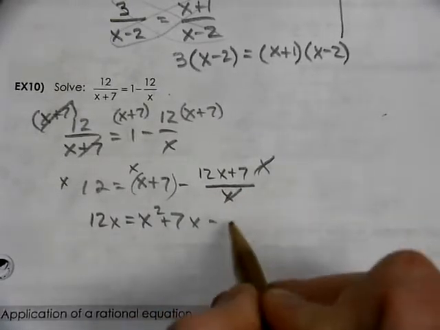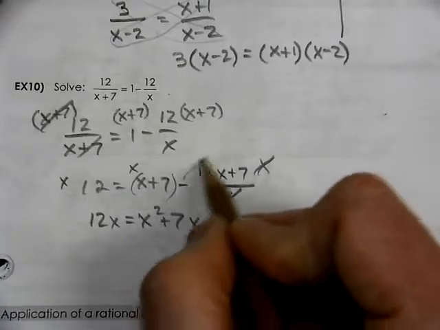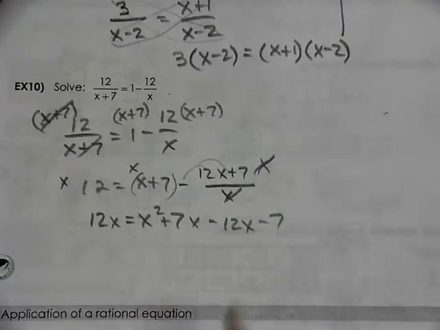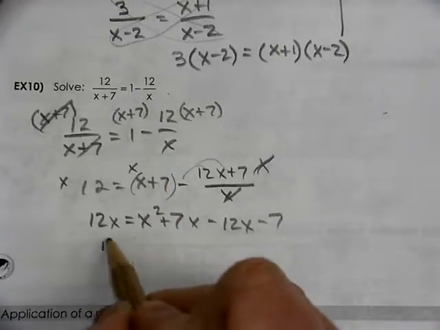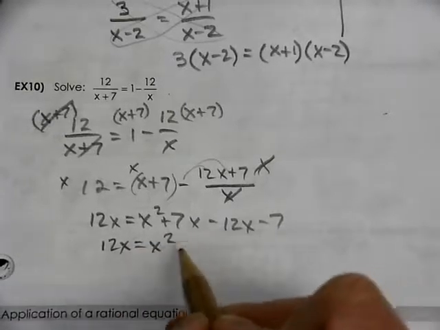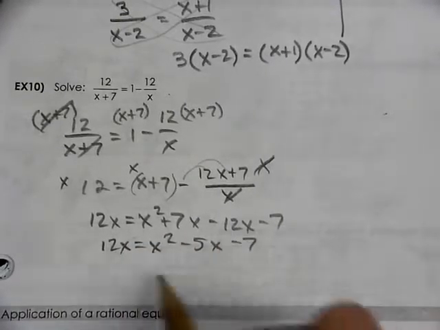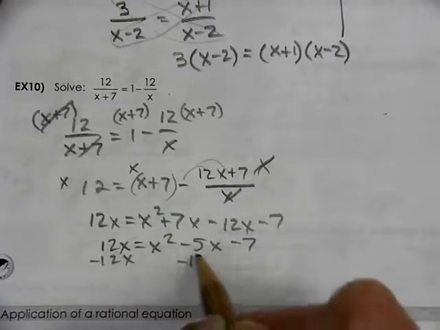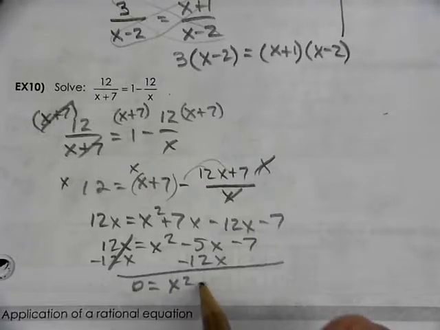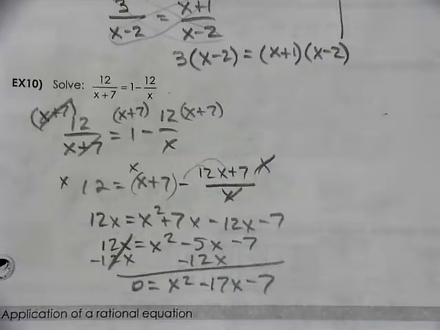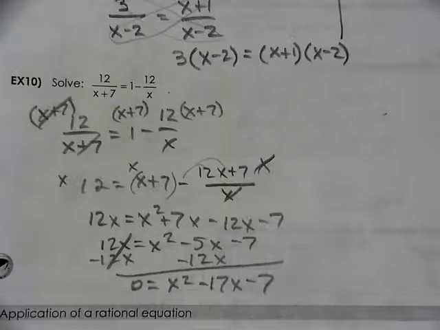minus 12x, and don't forget you'd have to distribute that through to get a negative 7 there. A common mistake is when there's a negative in the problem. So we have 12x equals x squared minus 5x minus 7, subtract the 12x, x squared minus 17x minus 7. Now we look at this problem and we notice that nothing's going to multiply to be negative 7 and add to be negative 17.